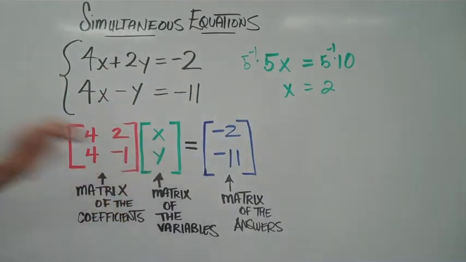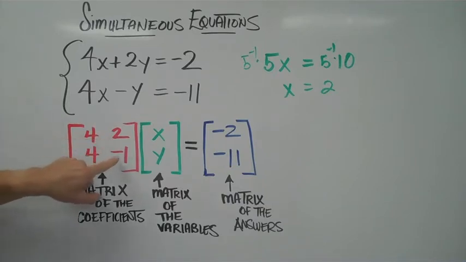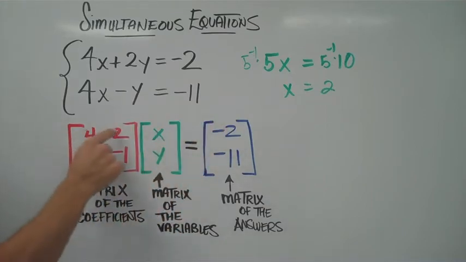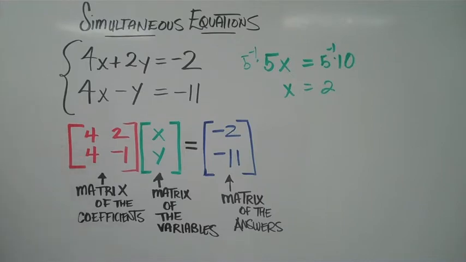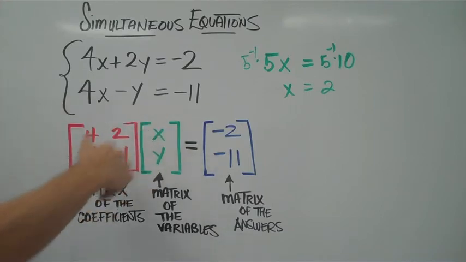To get x and y all alone and solve for x and y, I'm going to multiply by the inverse of 4, 2, 4, negative 1 on this side, and I'm going to multiply by the inverse of 4, 2, 4, negative 1 on that side. In other words, I'm going to multiply by a negative 1 here and multiply by a negative 1 there. Because the inverse of A times A will give me my identity, and the identity times xy is just xy. So that's how I'm going to get my xy's all alone.